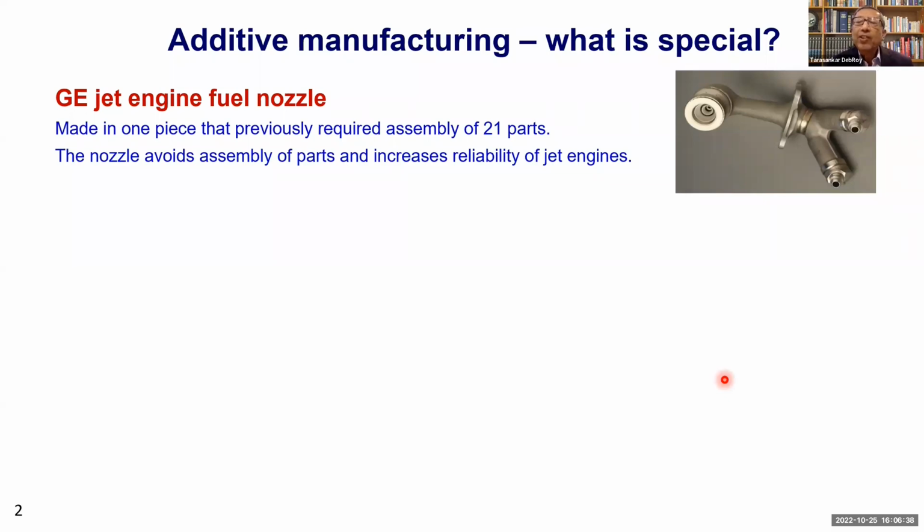GE fuel nozzle is a component that is often cited as an example of the unique capabilities of additive manufacturing. This is made layer upon layer in thousands of layers, but previously it required assembly of 21 parts. It has increased the reliability of jet engines according to GE.